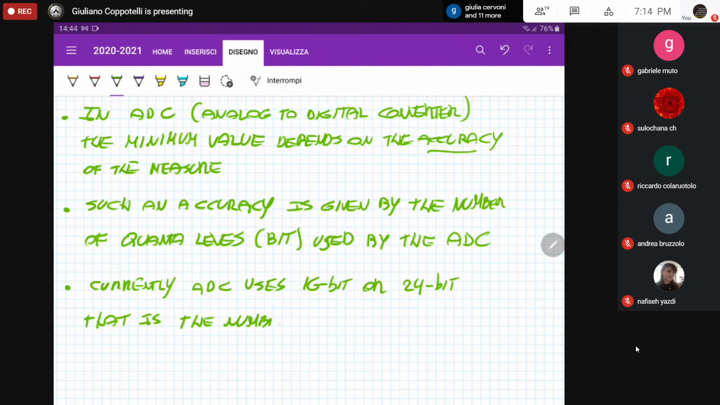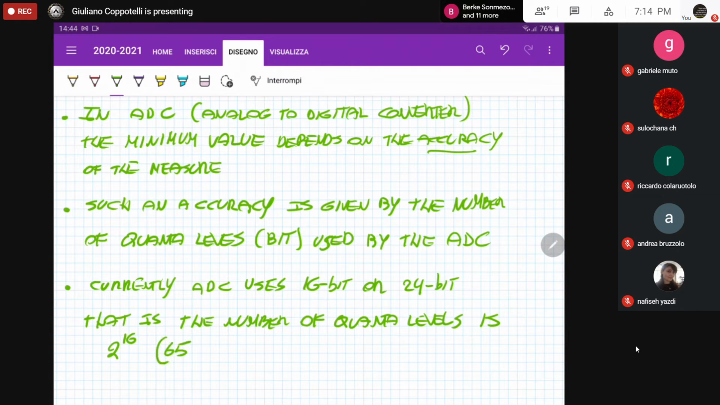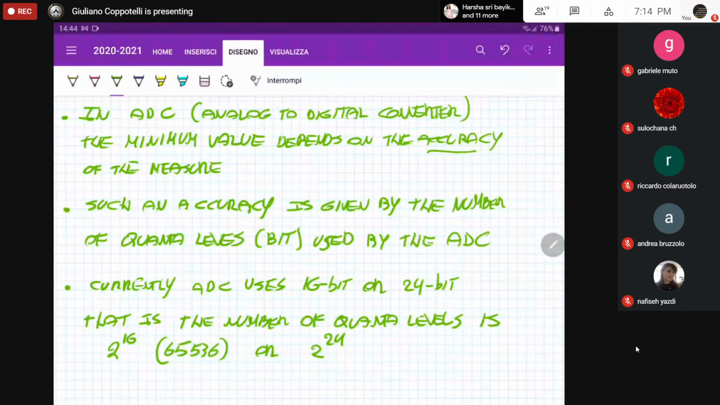of quanta levels is 2 to 16, that is 65,536 levels, or 2 to 24. Do that by yourself, the number of levels.